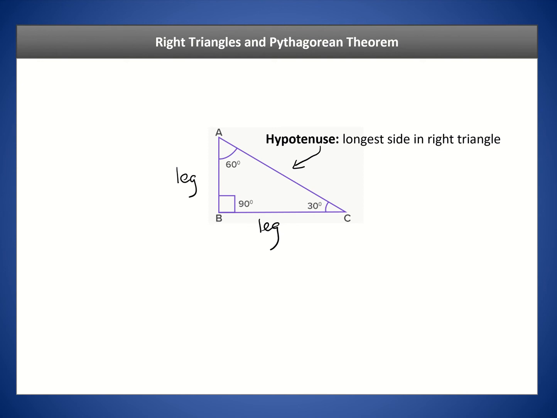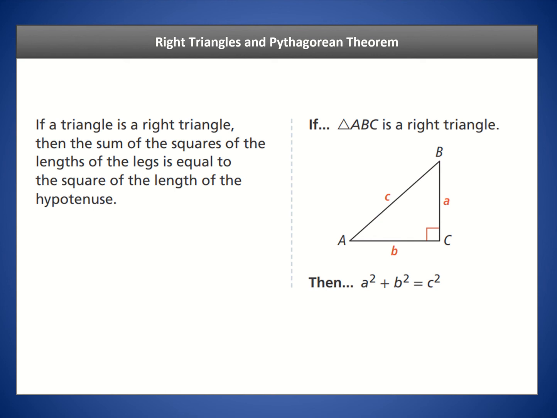The famous theorem for right triangles is the Pythagorean theorem, and it relates the side lengths, the legs, to the hypotenuse. It states that if you have a right triangle, then the sum of the squares of the legs is equal to the square of the length of the hypotenuse. So a squared plus b squared equals c squared. I know a lot of you remember this, but not everybody is well acquainted with this theorem, so I want to make sure everybody's on the same page. Whenever you think of a right triangle, a lot of people tend to think of this theorem.